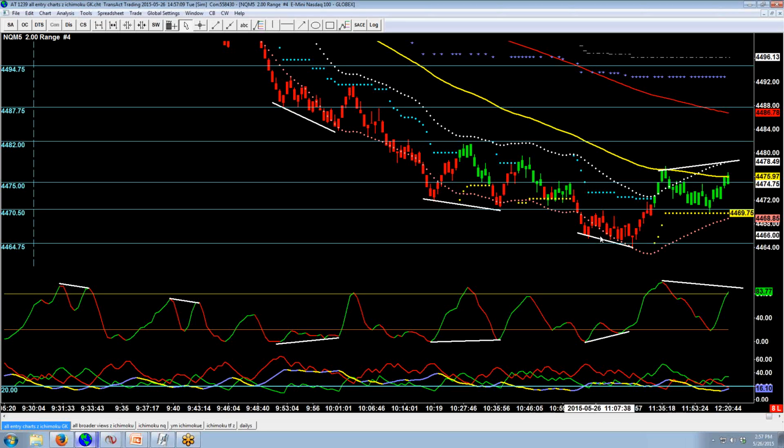So here, for example, we have support here at 64.75. You can see on price we've got a lower low here than here. On our stochastic we have a higher low here than here. So you can go ahead and buy that bounce.